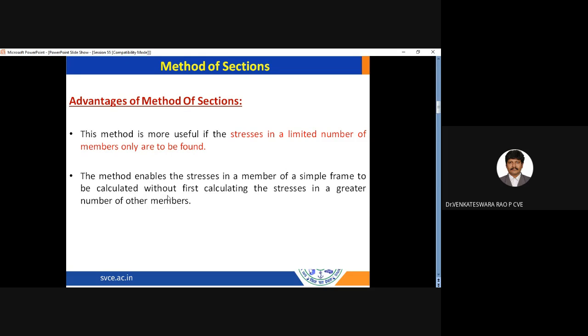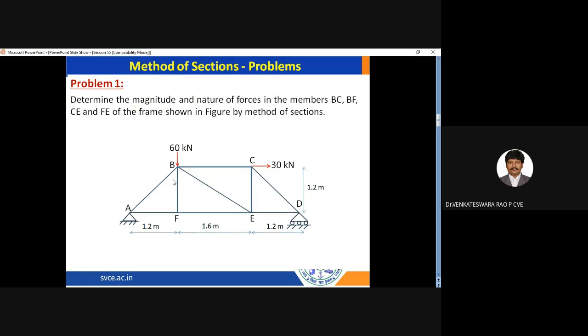Okay, so these are the two advantages which we have with the method of sections. Let us take a problem to see how one can proceed to solve for member forces with the method of sections. Determine the magnitude and nature of forces in the members BC, BF. You can see this in the diagram.